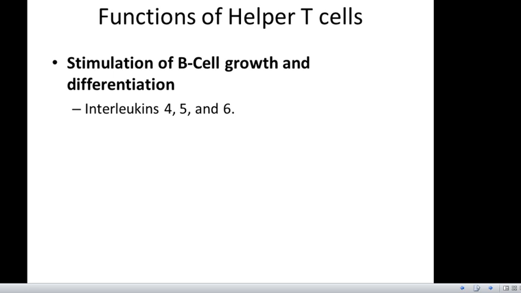The helper T cells also cause stimulation of B cell growth and differentiation. Almost all the interleukins participate in the B cell response, but especially interleukins 4, 5, and 6, and they have such potent effects on the B cells that they have been called the B cell stimulating factors or B cell growth factors.